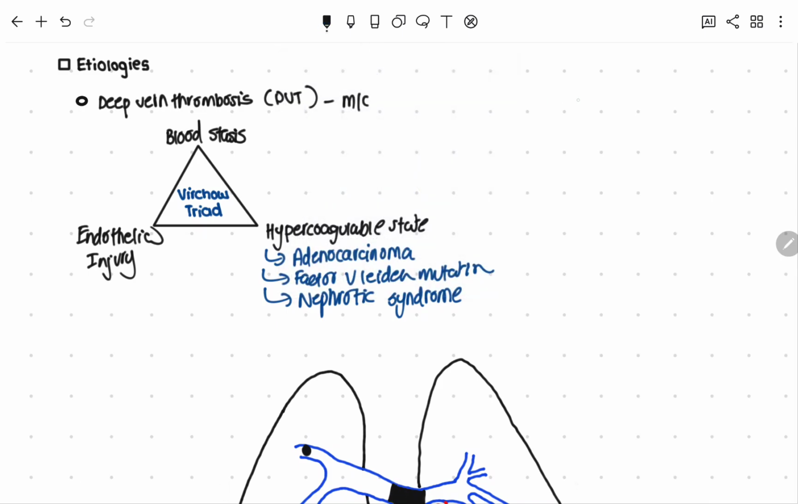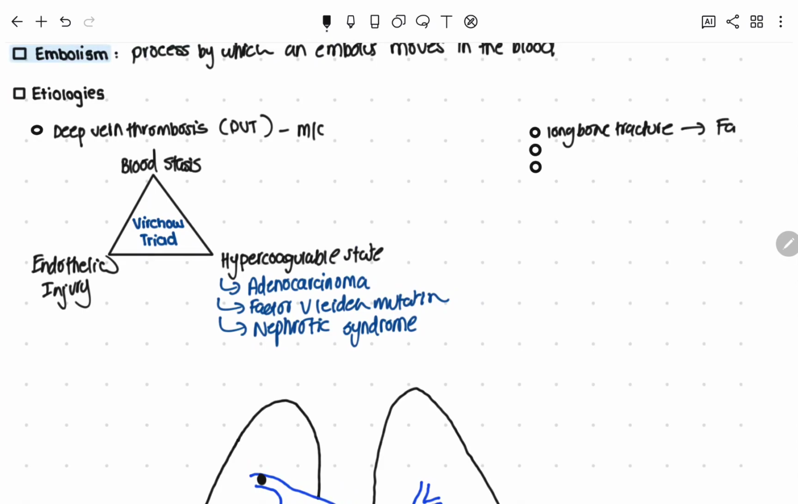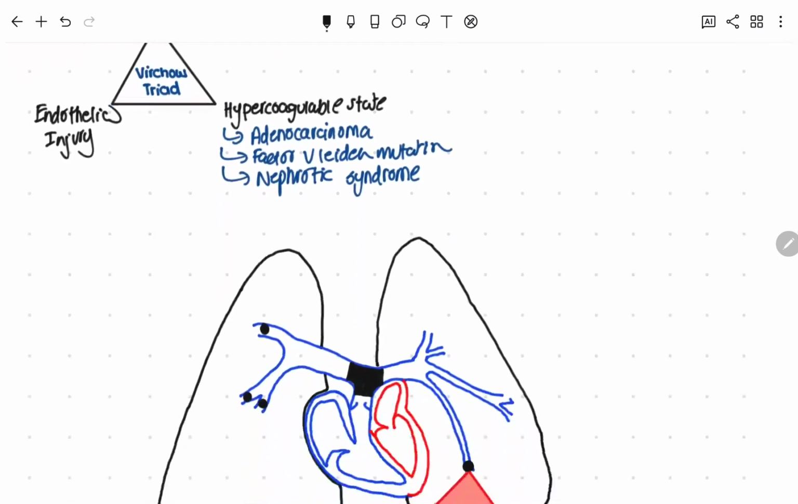Right, other etiologies that are less common but also possible in causing a pulmonary embolism include long bone fractures, in which case you have fat globules that serve as an embolus, air emboli introduced in the case of catheterization, for example, or just a simple venopuncture, and the third one being amniotic debris in pregnancy. And so all of these are potential etiologies as to why a pulmonary embolism may occur.